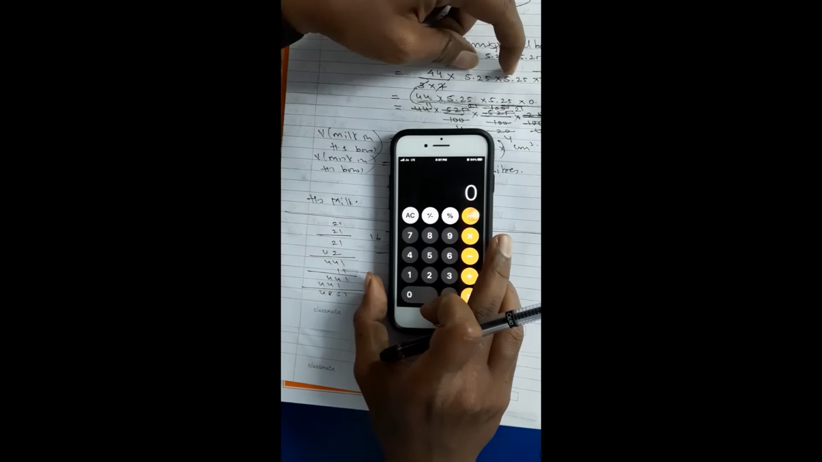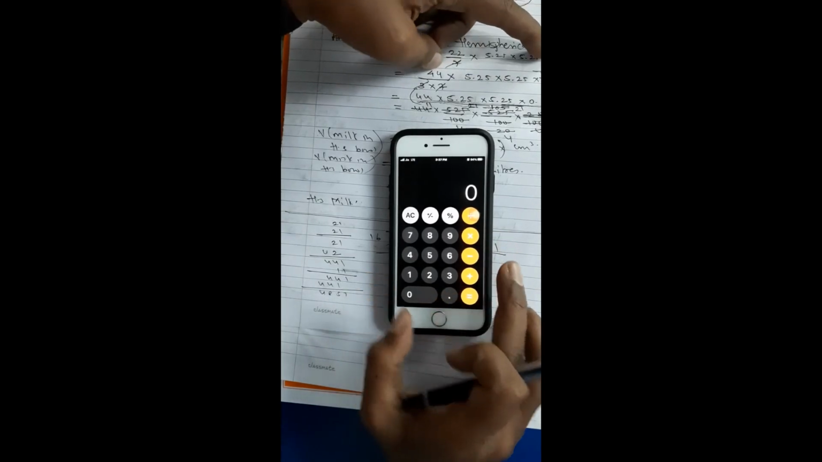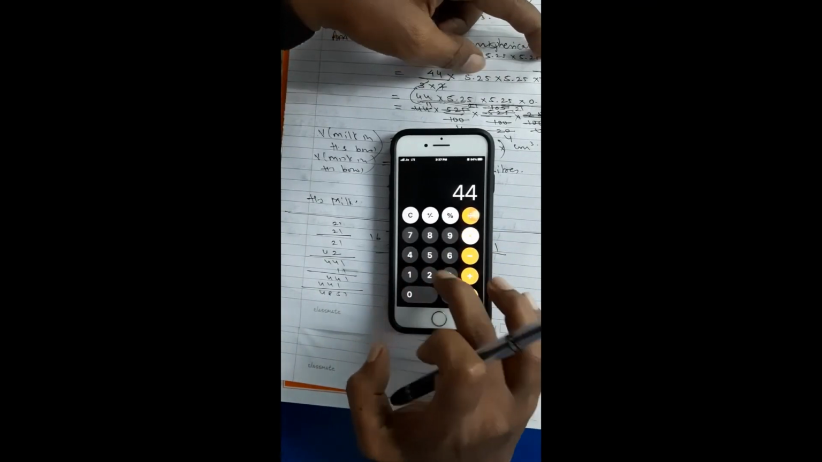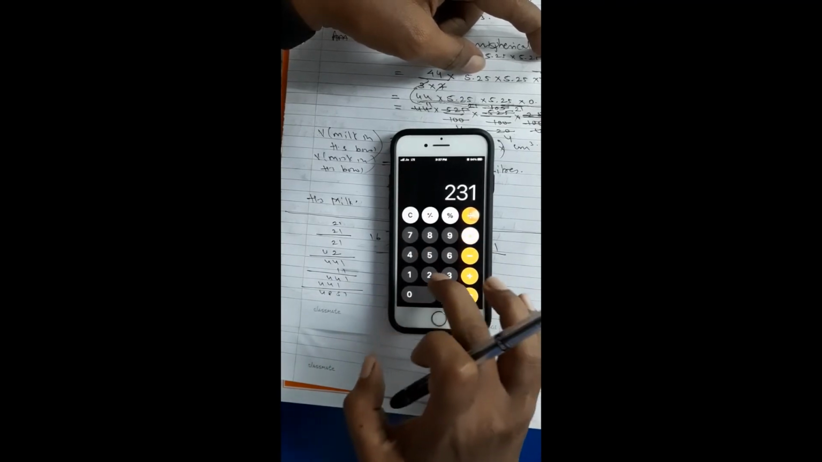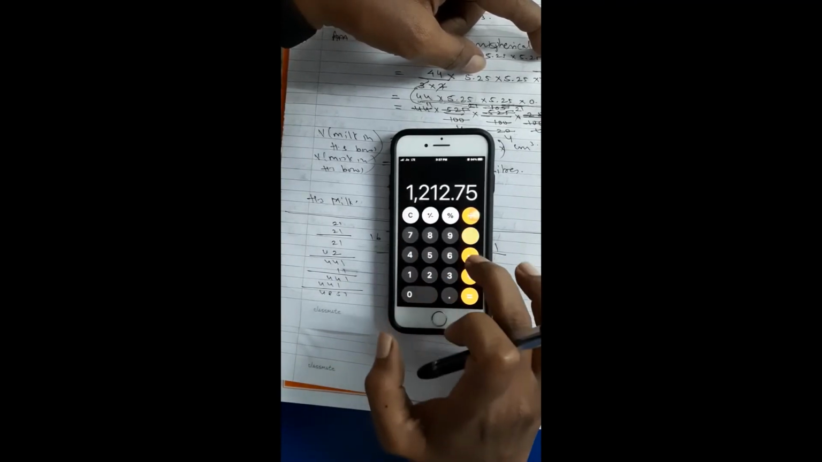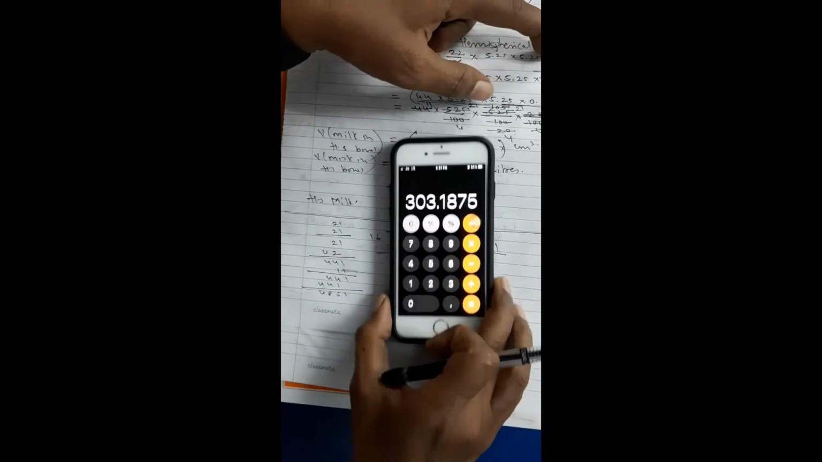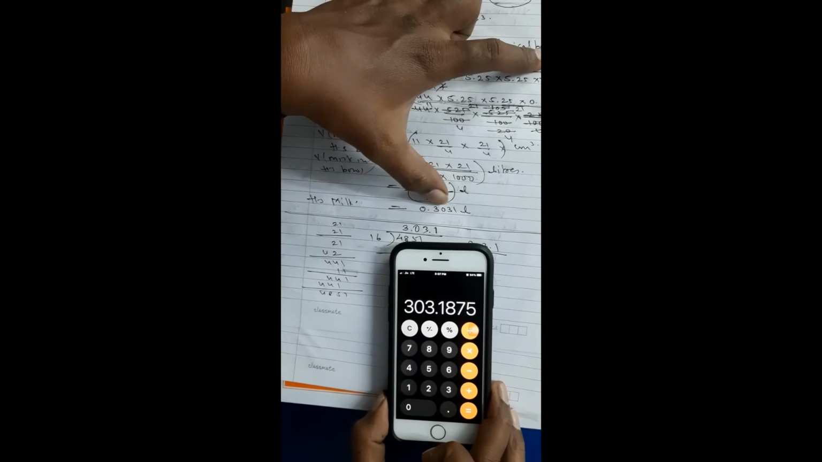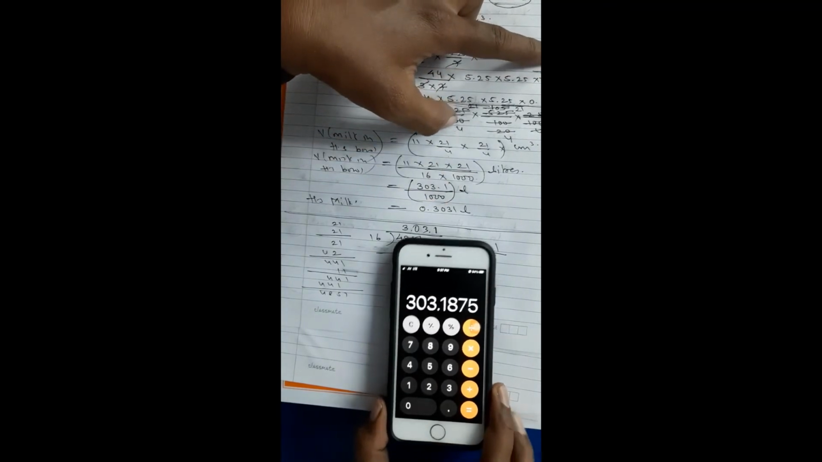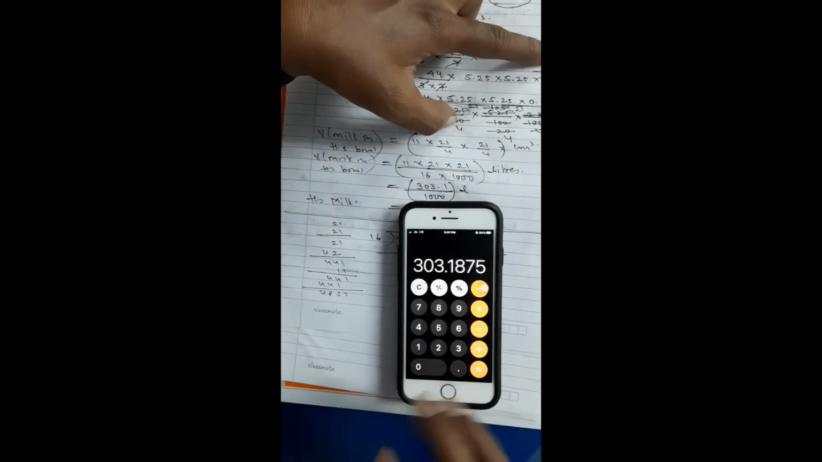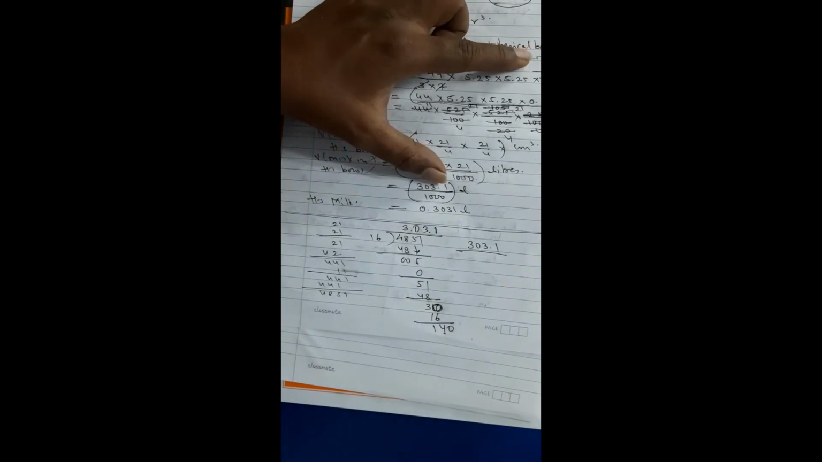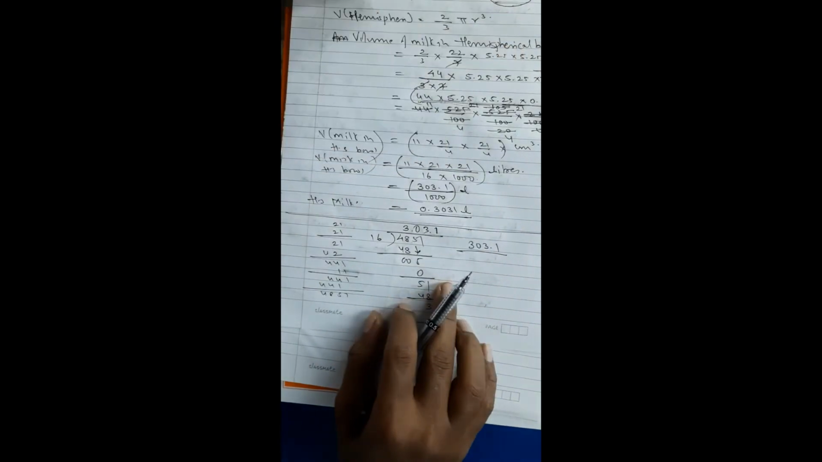44 into 5.25 into 5.25 into 0.25 will give you 303.18. You will come over here itself, with a difference as such. And then you have to just divide this by 1000. It will be 0.303. You just have to multiply these figures, nothing more than that. So this will be your final answer anyhow. Okay, my dear students. So with this I go to question number 6.